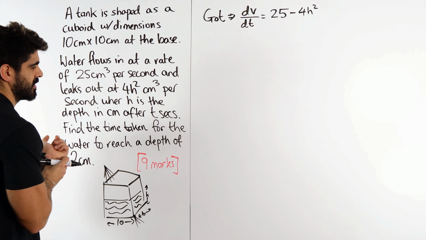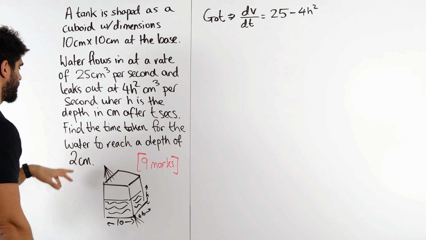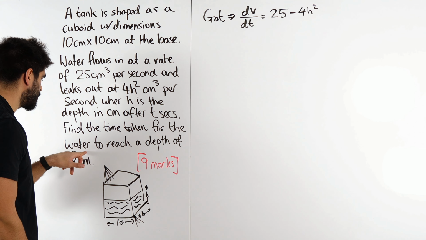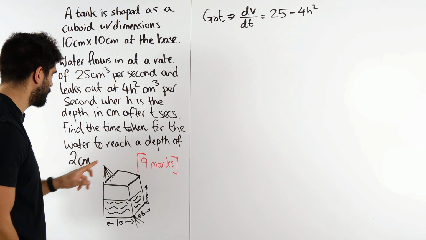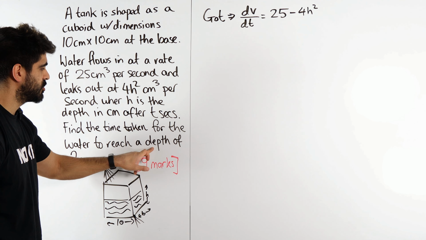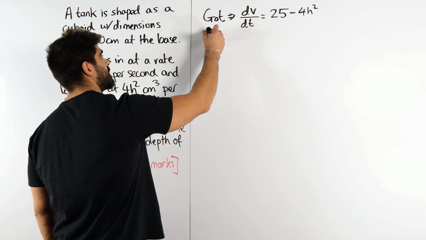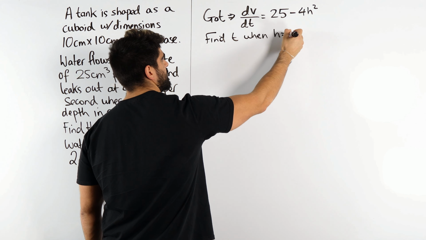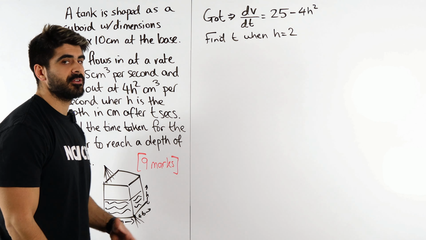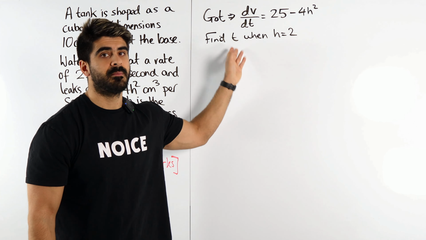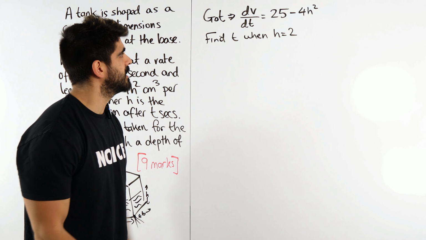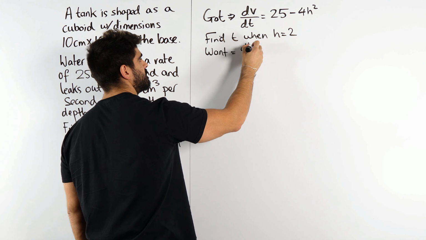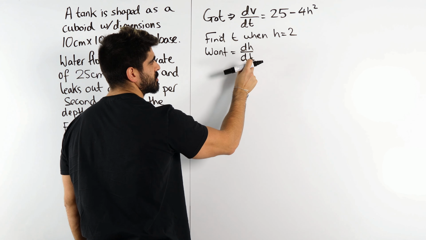Then we just need to look at the question and say, okay, what do they even want us to find? They want us to find the time, so find t, for the water to reach a depth of 2. So depth is h. They want us to find t when h is 2. So we somehow need to find a formula that links h and t, but we're dealing with rates, right? So what we actually want is dH by dt. That's what we're going to need to solve.